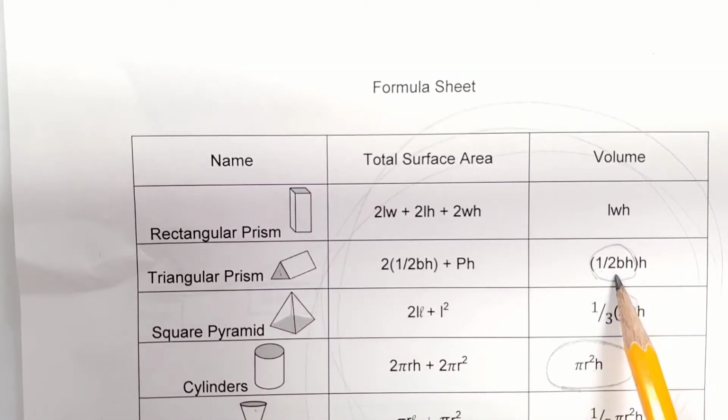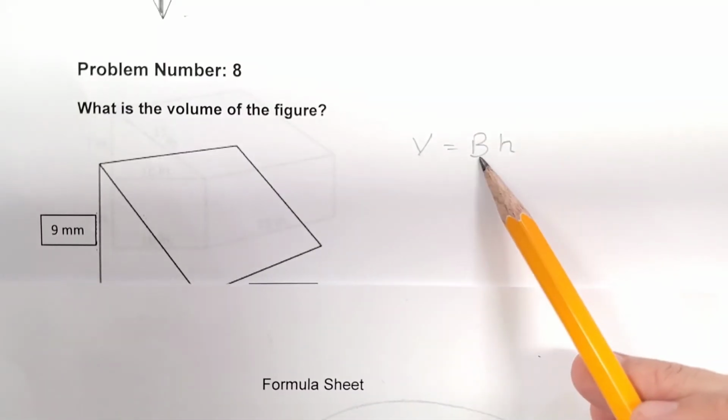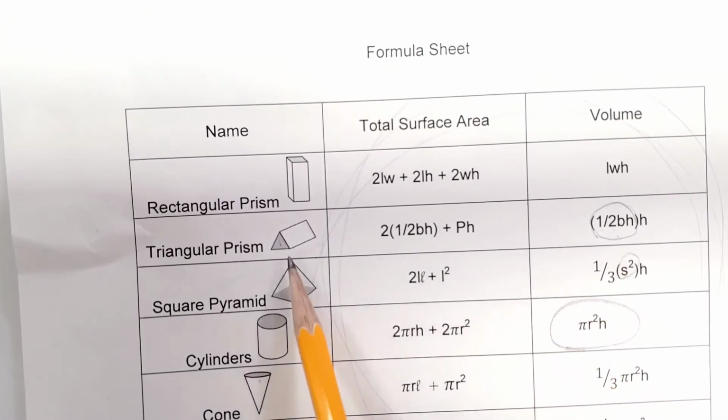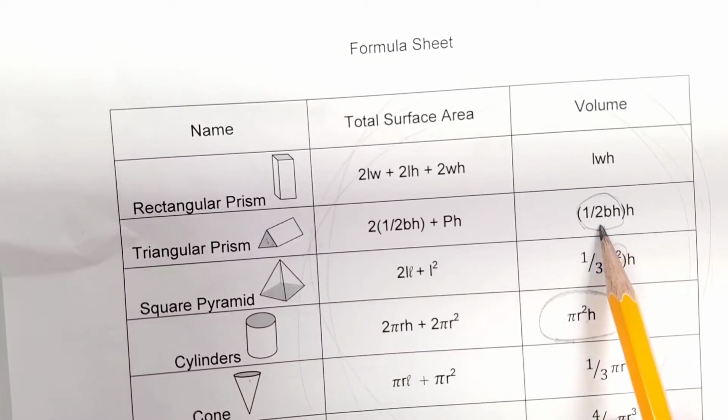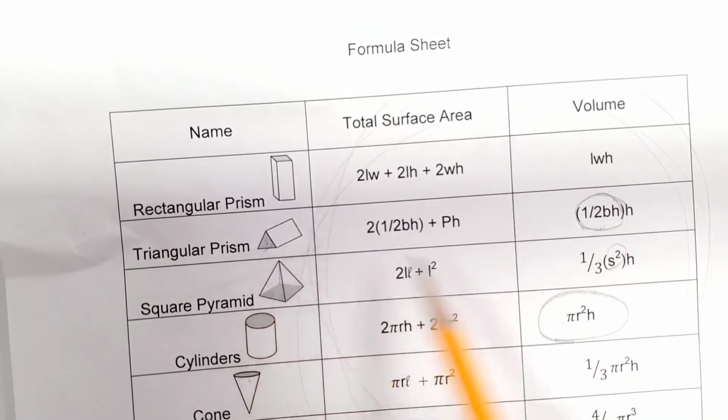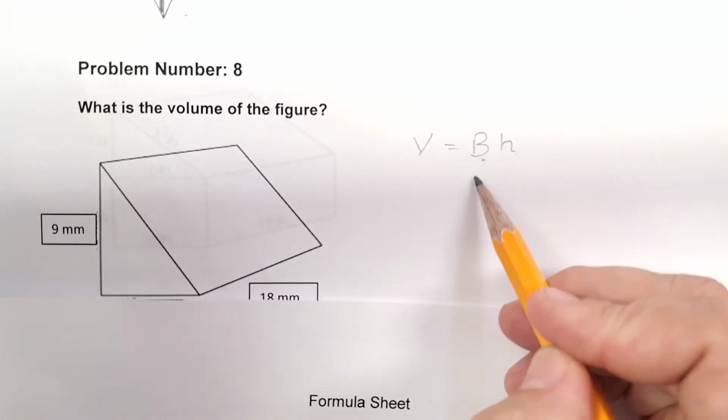Now later on, you'll see the formula just has capital B for base times height. But since the base is a triangle, and a lot of times you get confused how to find the area of the base, I put in the area of the triangle for this triangular prism. So I'll go ahead and write that out.